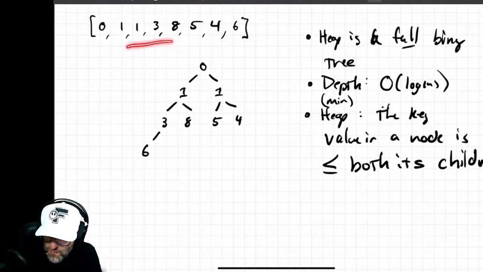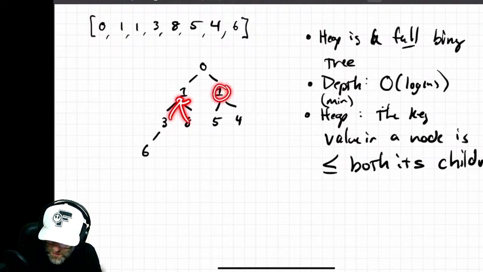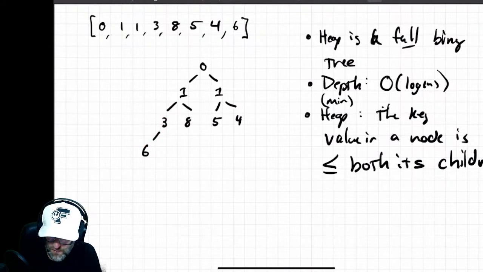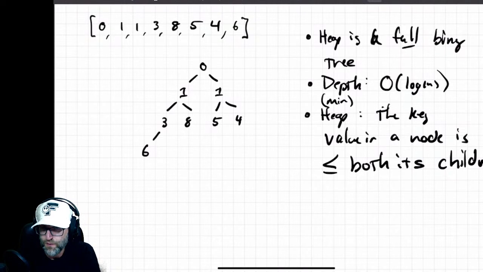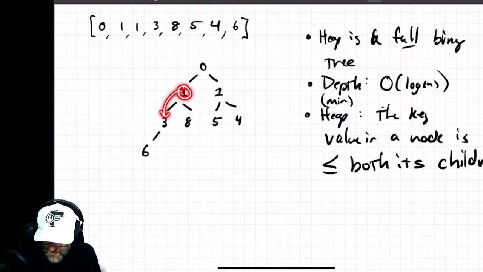The ordering here is not with respect to the entire list or the array. It's with respect to its parent. 1 is less than 5 and 4. 3 is less than 6. Right? Between the siblings, there is no relationship. Okay? But there is a transitive relationship that the grandparent of 6 is also going to be less than 6, right? Because of transitivity. This is less than its child is less than its child, and therefore the grandparent is less than its grandchild, right?